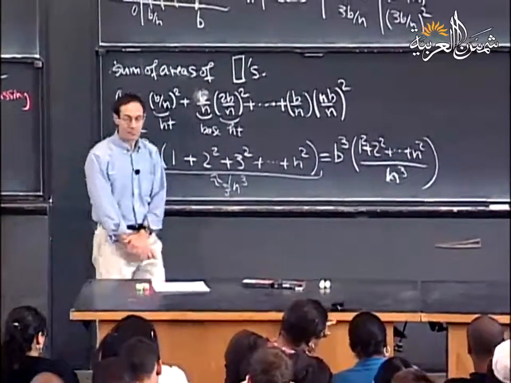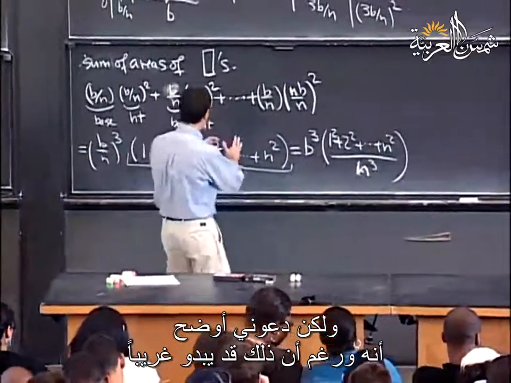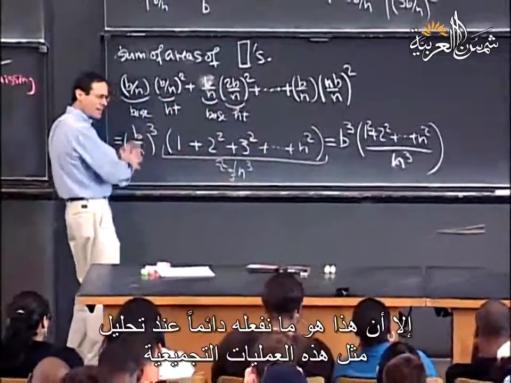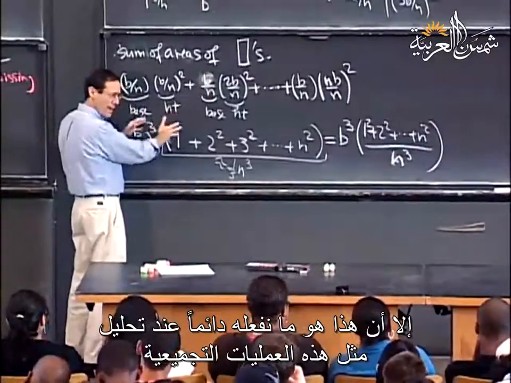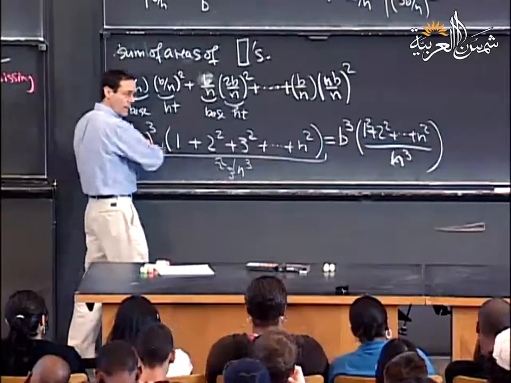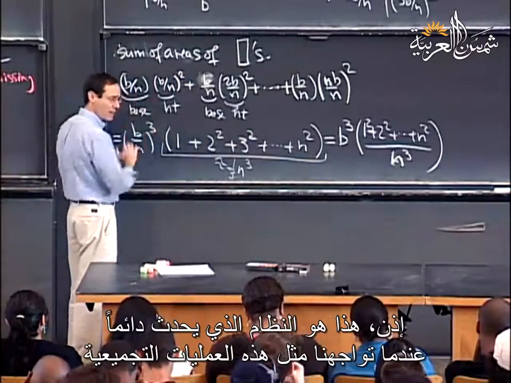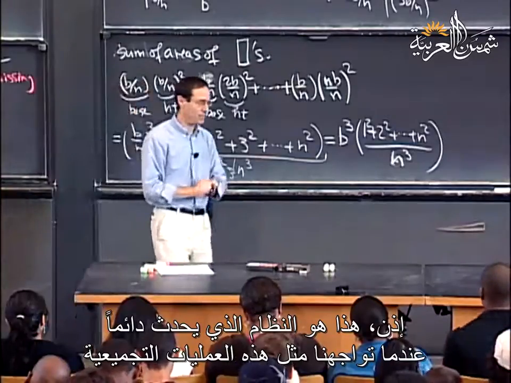All right. Let me just mention that although this may seem odd, in fact, this is what you always do if you analyze these kinds of sums. You always factor out whatever you can, and then you still are faced with a sum like this. So this will happen systematically every time you're faced with such a sum.